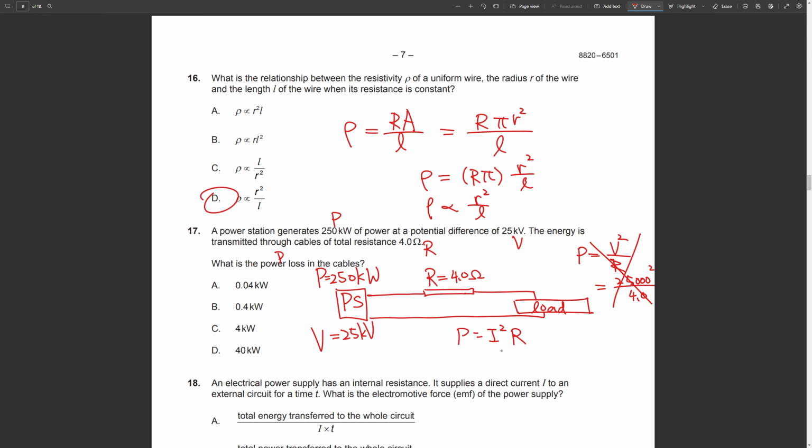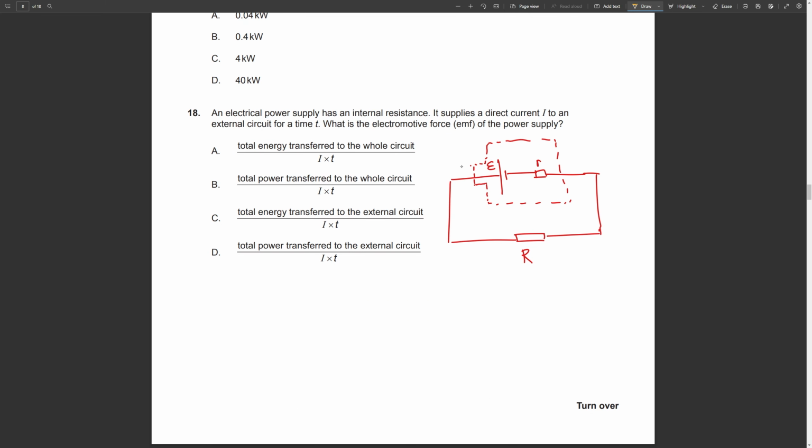What is the current running through the cable? It is obtained using P equals IV of the station. So you have 250,000 equals current times the voltage 25,000. So the current here is 10 ampere. 10 ampere current is running through the whole loop, including the long cable. We have 10 squared times its resistance. It gives you 400 watts. The answer is B. Question 18 is about the definition of electromotive force.